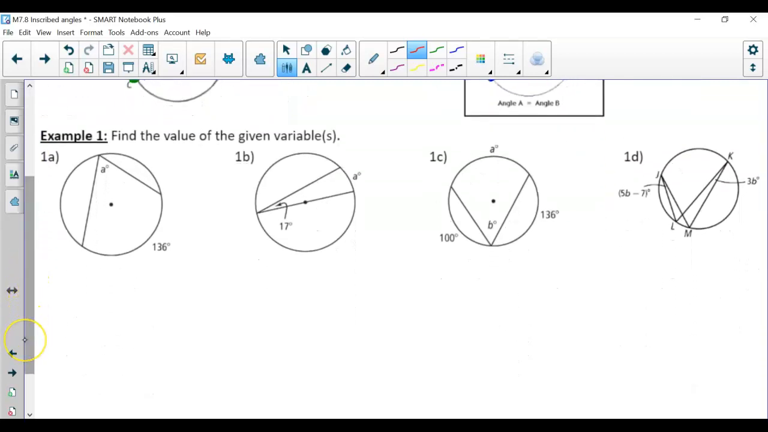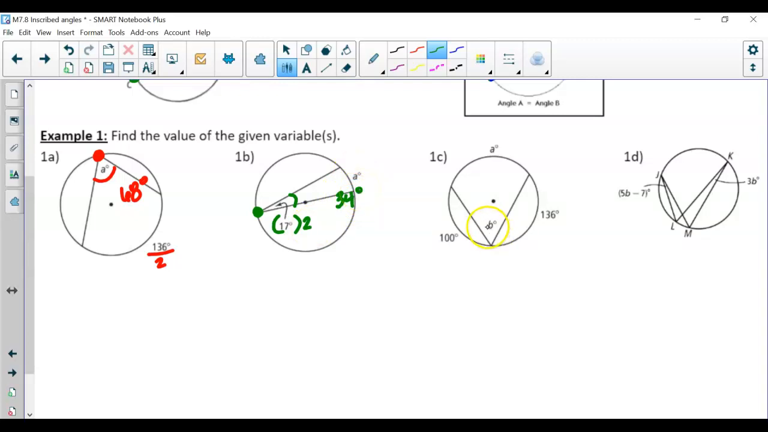So here in example 1, just to practice, right? Notice how this is an inscribed angle, so it is half of the arc. So that's why here the measure of A is 68 degrees. So then here, you're given the inscribed angle, which is 17 degrees. So now we need to double it. So A is now equal to 34 degrees.